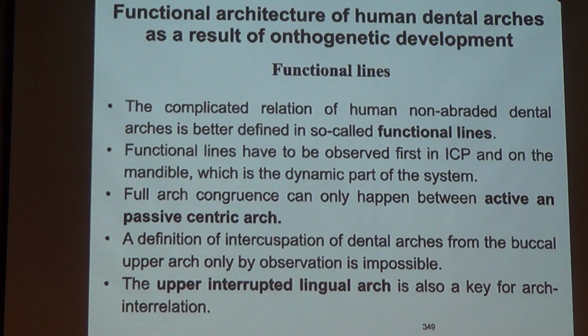So when the patient's in ICP, in maximal intercuspation, you can see the line of occlusion in the mandible. So if you pick articulator paper, boom, and you ask the patient go ICP, you see the cusps that want to work.